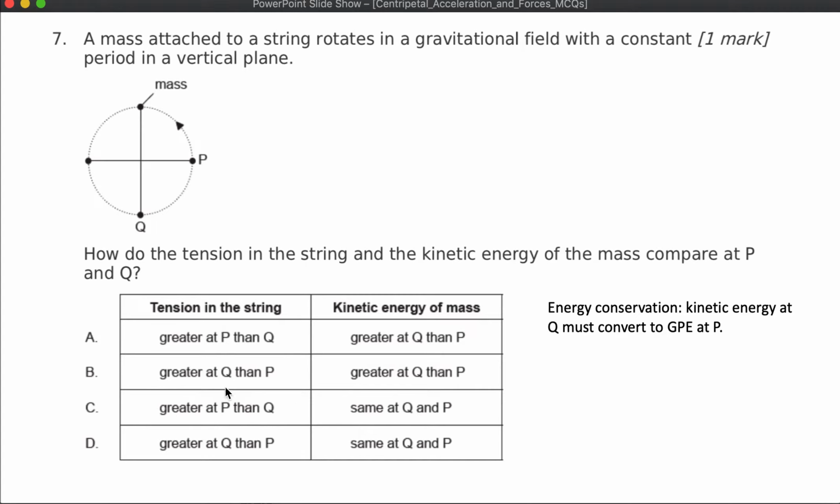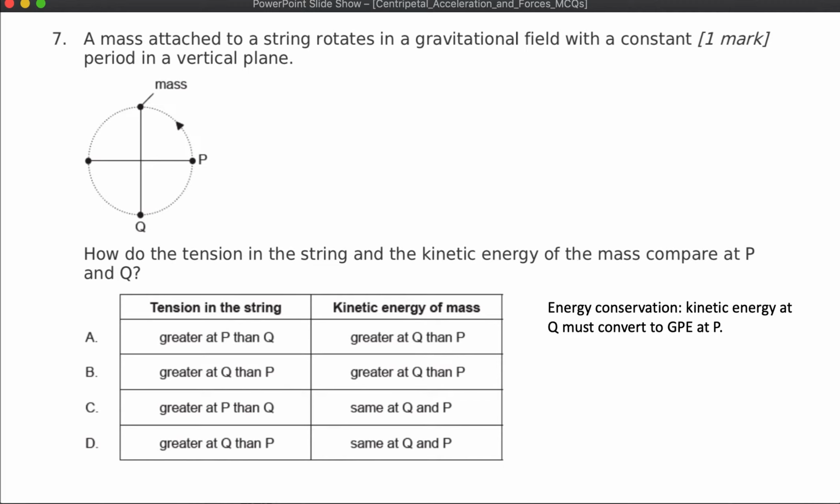Let's think now about the tension. I like to think about the top and the bottom. At the top, we've got centripetal acceleration, which is being provided by both the weight and the tension. In other words, the weight and the tension are in the same direction. The result of this is that the tension is very low at the top.